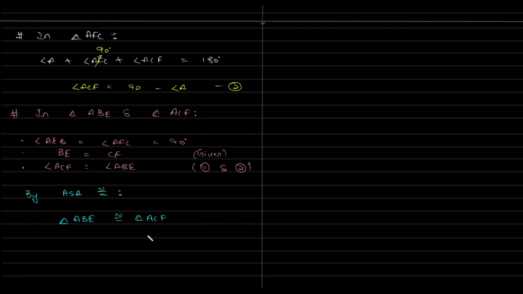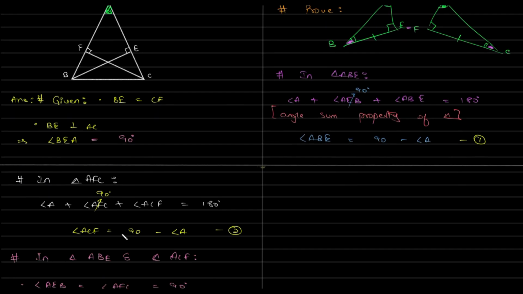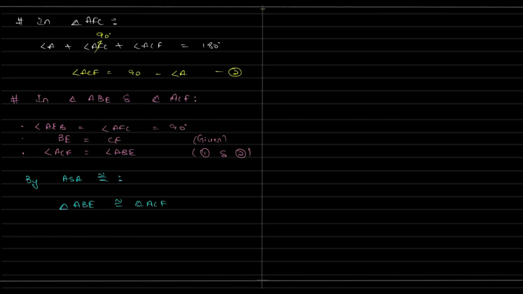So that is your first part. Then we have to prove that AB is equal to AC. That's quite simple by CPCT. By CPCT, AB is equal to AC. Hence proved.